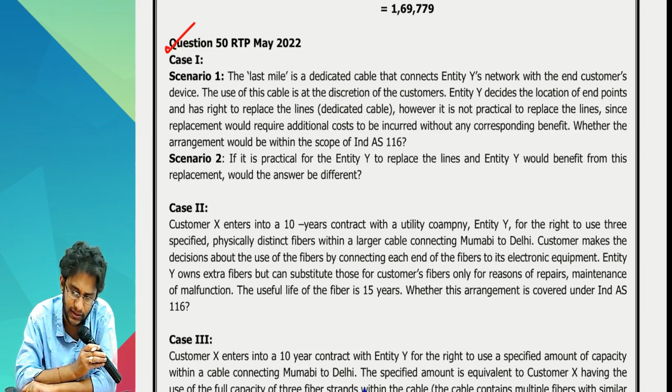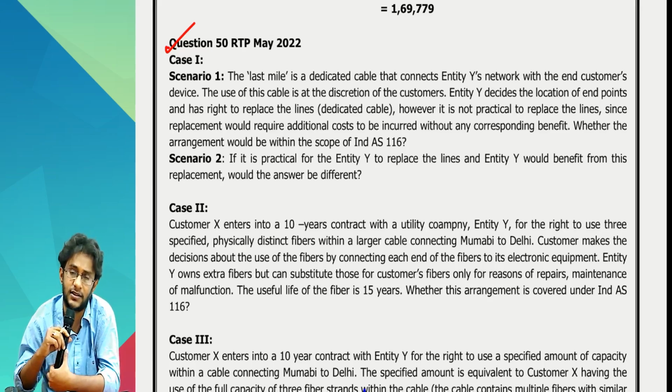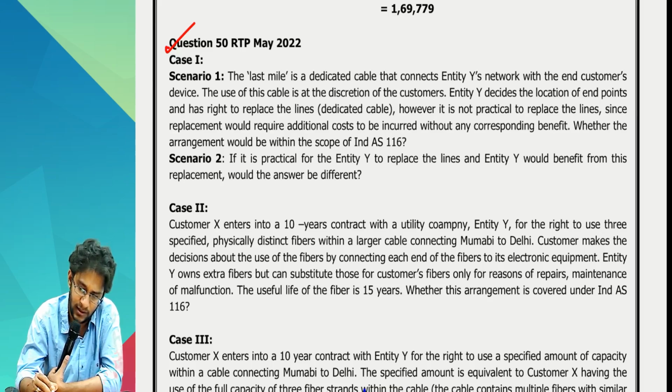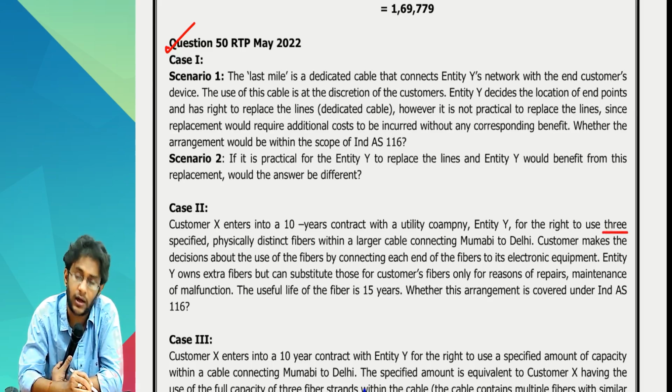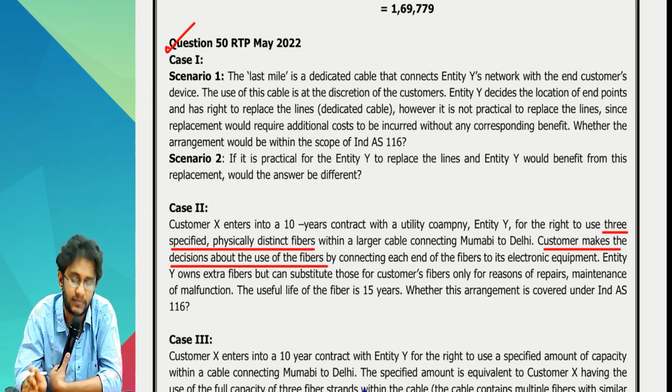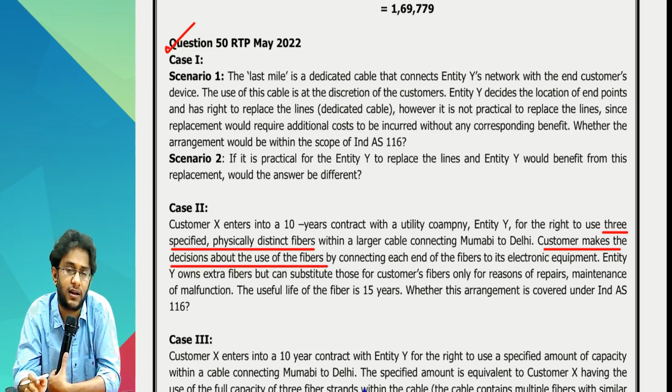Whether this arrangement is covered under Ind AS 116? The answer is yes, because even though multiple fibers are there, this fellow is taking the contract only for 3 physically distinct fibers and the customer alone makes the decision about the use of these fibers. So there is an identified asset, a right to control the use also is there, so definitely there is a lease contract.